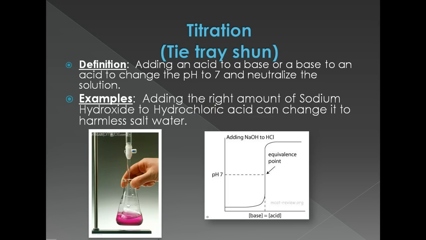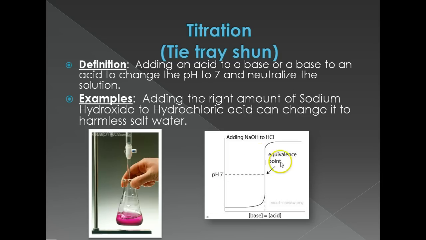When we have a titration, that means we're adding an acid to a base or a base to an acid to change the pH of the solution to 7 and neutralize it. So if we have something that is acidic, we can add a base to make it neutral, or if we have something basic, we can add acid to make it neutral. But you have to add the exact amount.